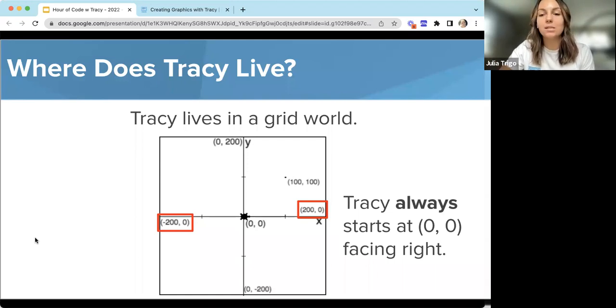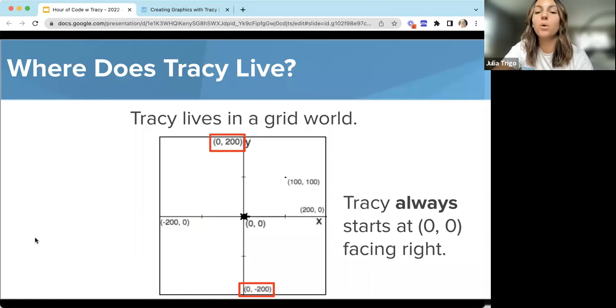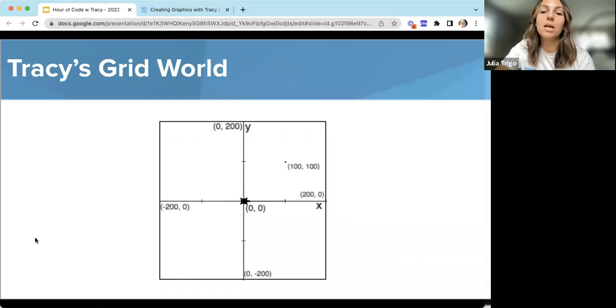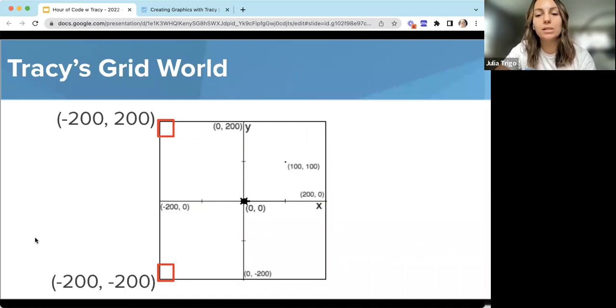And at this point, she hasn't moved up or down at all. So that Y coordinate is still 0. We can move her up or down, and that will be the same amount. So our world that she lives in is a square. She can move forward 200, up 200, back or down 200. Which would mean that all of the corners of her world are going to use those coordinates.